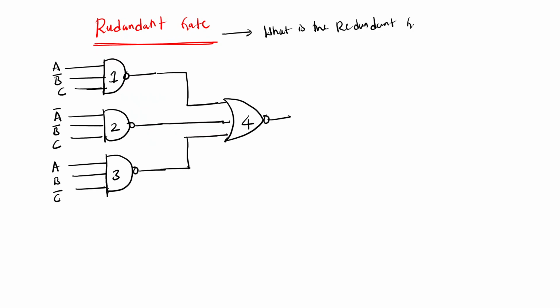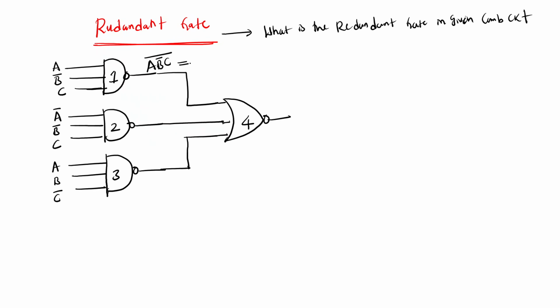Redundant gate in the given combinational circuit. Okay, so how to do? Suppose here, if you see, this is a NAND gate, no? So NAND gate means what? (A B bar C) whole bar. Okay, (A B bar C) whole bar.